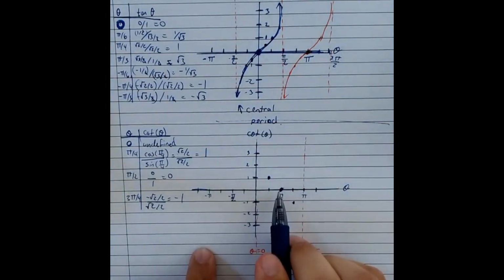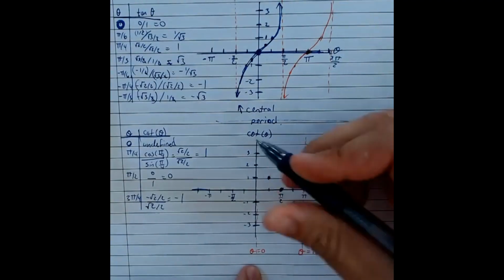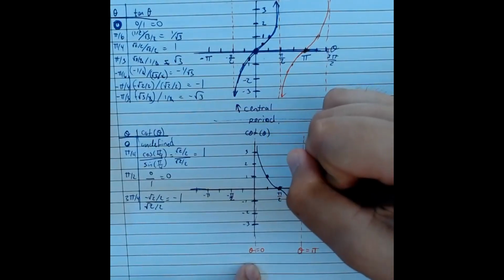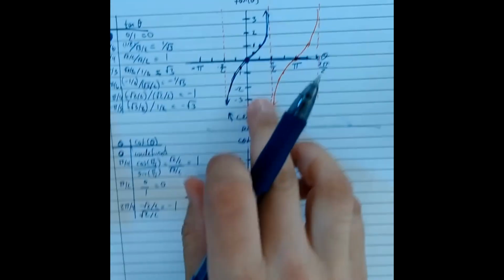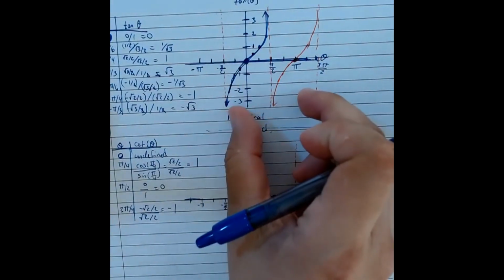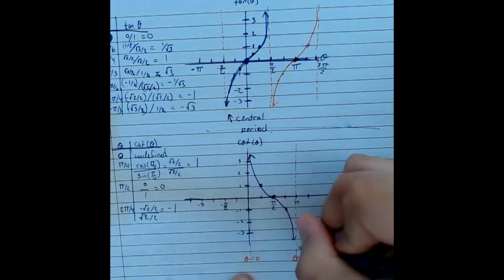So again, it's going to pass through these points, and it's going to treat these lines as asymptotes. So it'll look something like this. Notice it looks an awful lot like the tangent function, but shifted over a bit and then upside down. Right? If you imagine taking this one and sliding it over a bit and then flipping it upside down, it would look like this. And there we go.